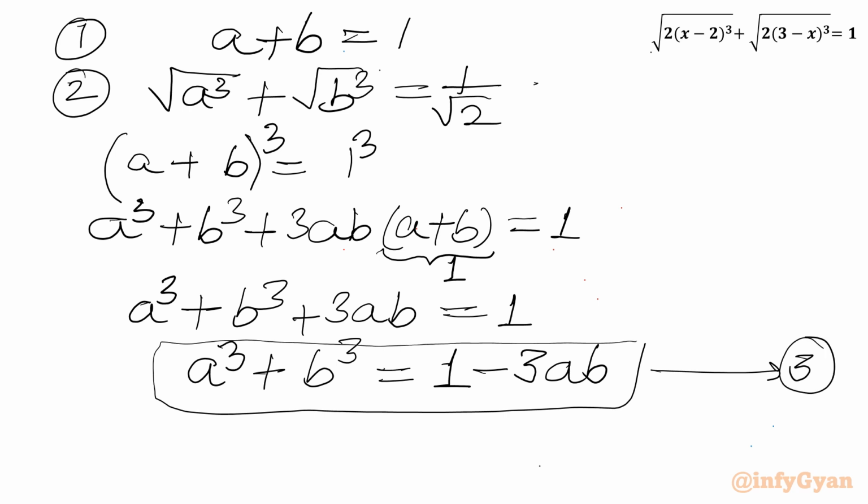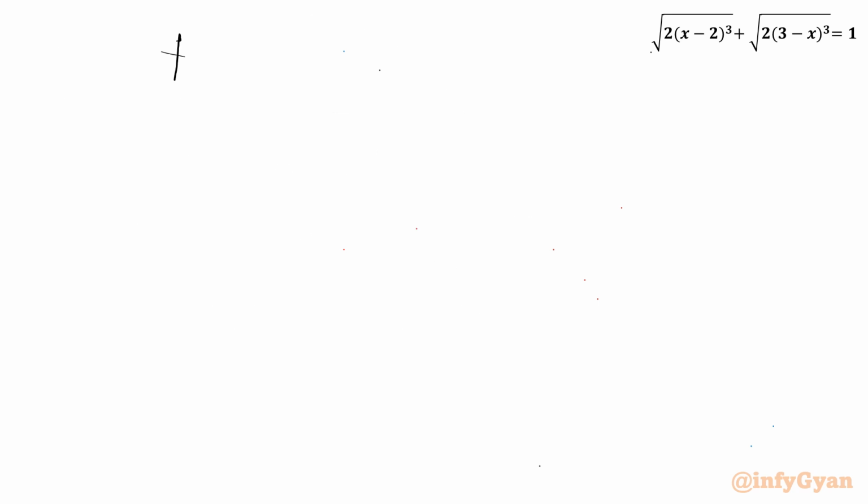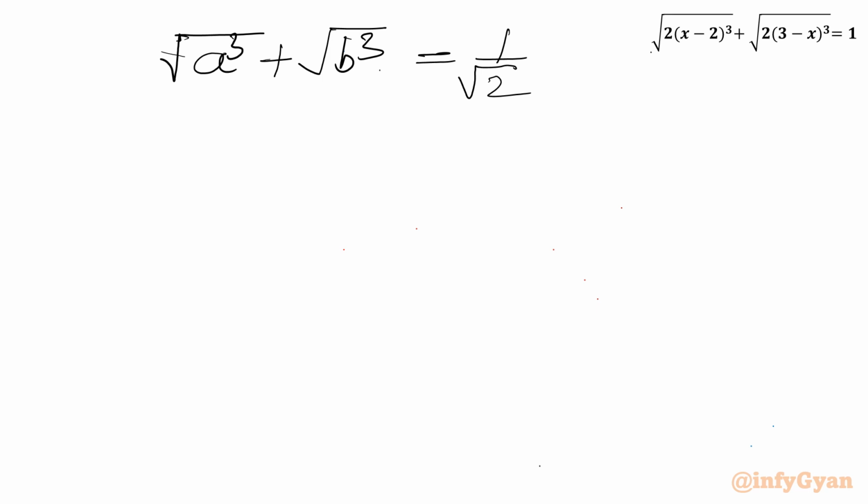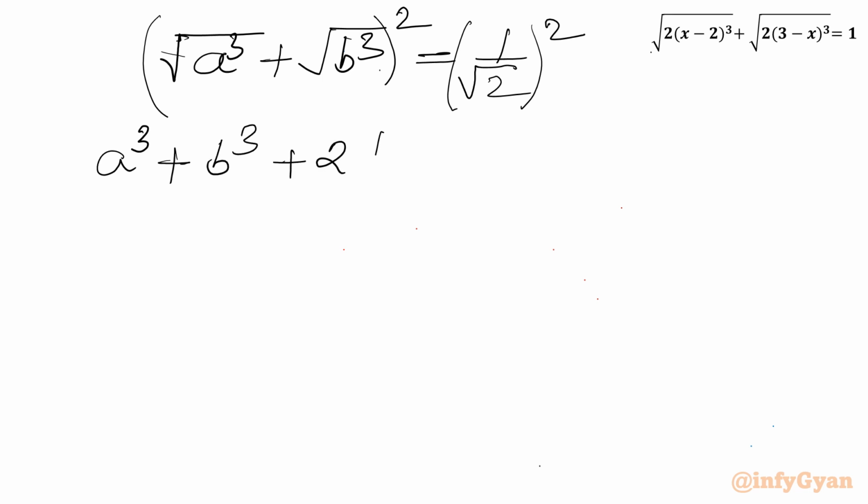Now I will consider our second equation. Let me write here √(a³) + √(b³) = 1/√2. Consider squaring both sides, so power 2. Now (a + b)² is a² + b² + 2ab, so I can write a³ + b³ + 2 times √(a³) times √(b³) = 1/2.